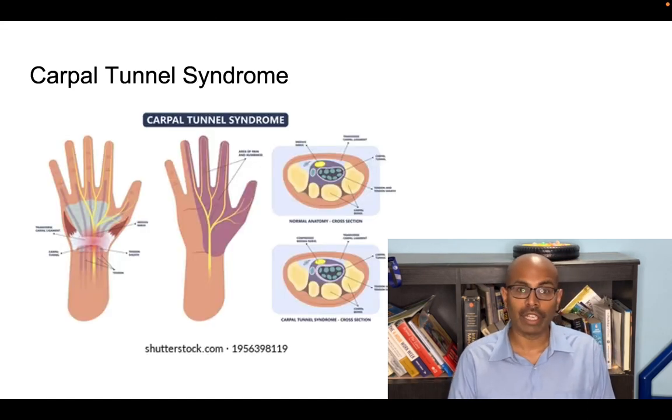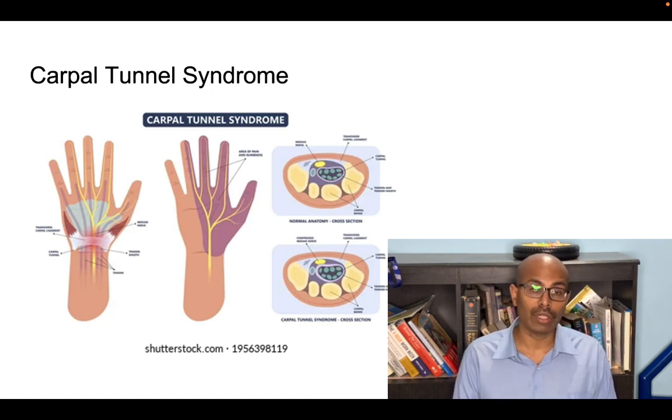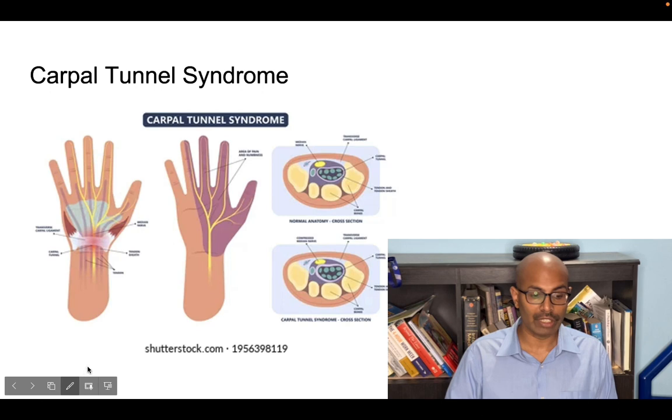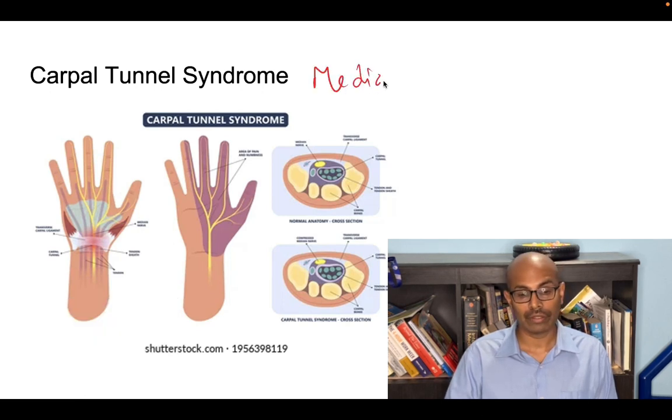So the first nerve entrapment that we're going to talk about is a very commonly asked syndrome, carpal tunnel syndrome. What is carpal tunnel syndrome? It is the compression of the median nerve at the level of the wrist, right? So basically it's a compression of the median nerve at the level of the wrist.